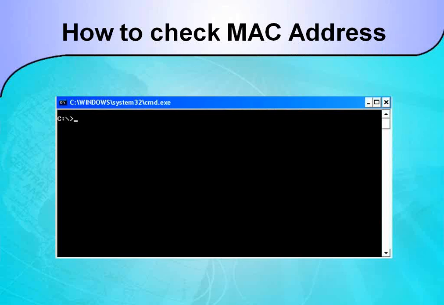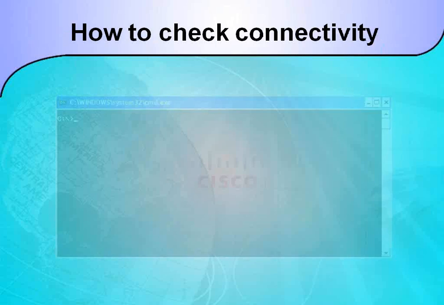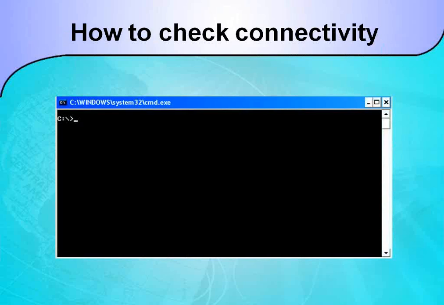Now, how to get the MAC address of your machine? You also have a special command for MAC address, which is getmac. And how do you check the connectivity between two systems? Is it ping? Yes, exactly. You didn't forget ping. So, what's the full form for ping? It's an abbreviation actually. It's Packet Internet Groper.